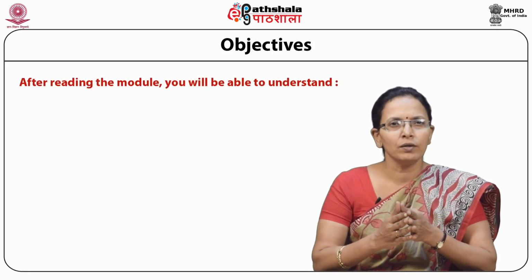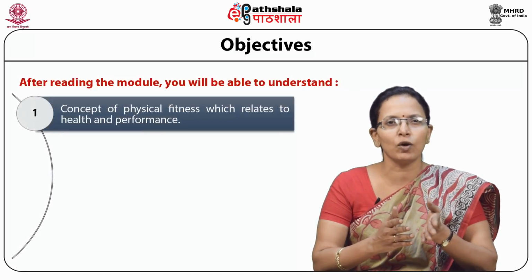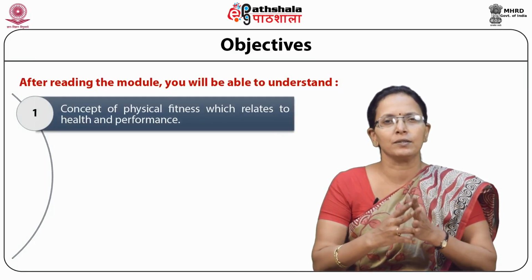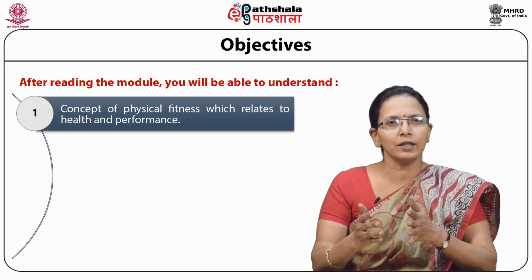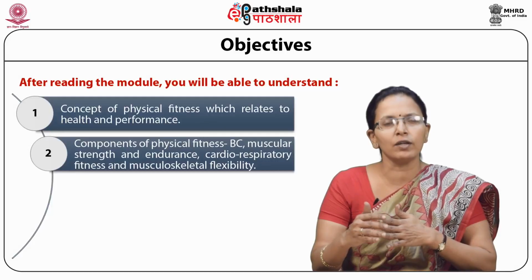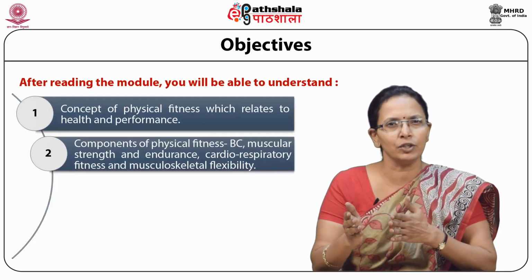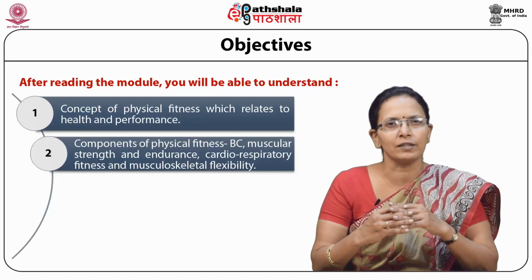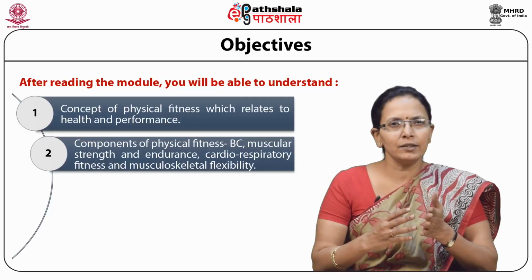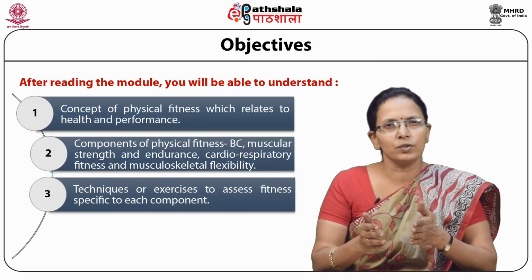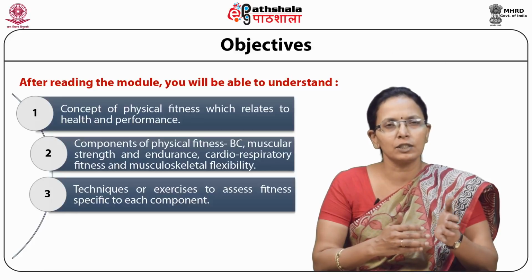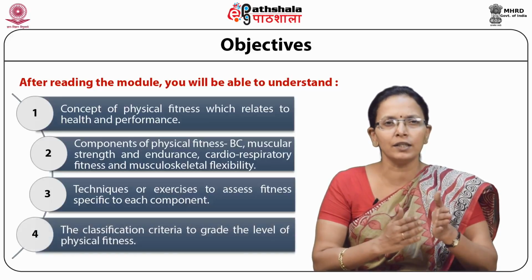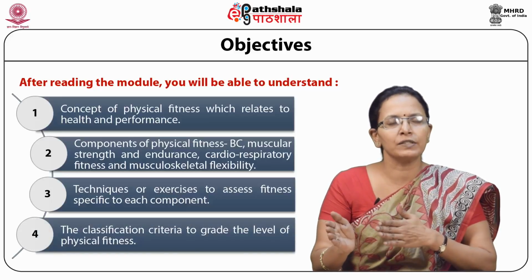After reading the module, we will be able to understand the concept of physical fitness, which relates to health and performance. We will be able to understand the components of physical fitness: muscular strength and endurance, cardiorespiratory fitness and musculoskeletal flexibility. Then we will be able to understand the techniques or exercises to assess the fitness level specific to each component. And then we will classify the criteria to grade the level of physical fitness.